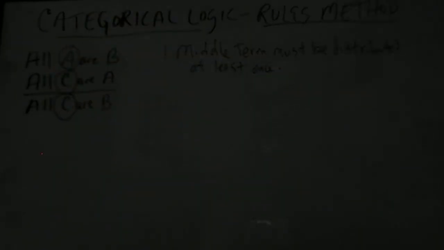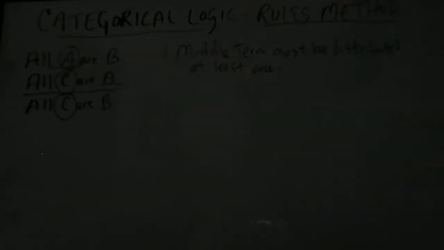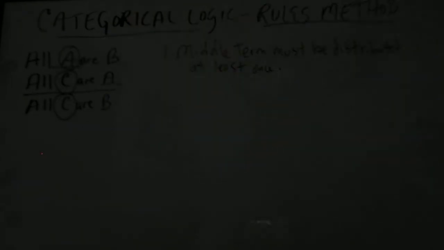Now, we can see that the middle term, which is the one that's used twice in the premises, not at all in the conclusion, in this case the A, the rule says that that middle term has to be distributed, has to be circled at least once, and we see that it is. So it meets the first rule, it meets the first criteria, and that's great. But it doesn't mean that it's a valid argument yet. It just means that it meets the first rule. But if it violates the rule, then we know that it's invalid.